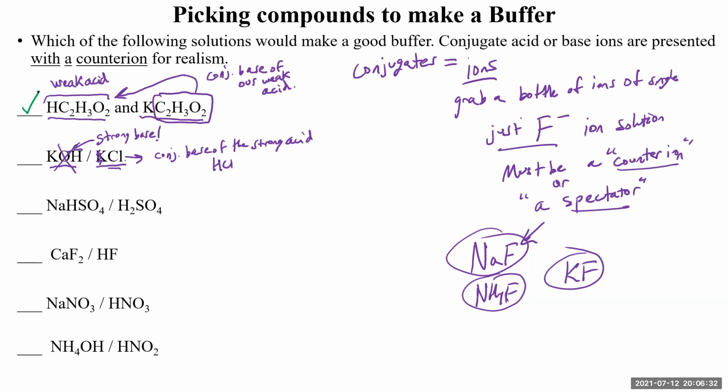So we have, this is correct. This one is absolutely wrong. We can do nothing with this. It's totally worthless as a buffer. How about the next one?